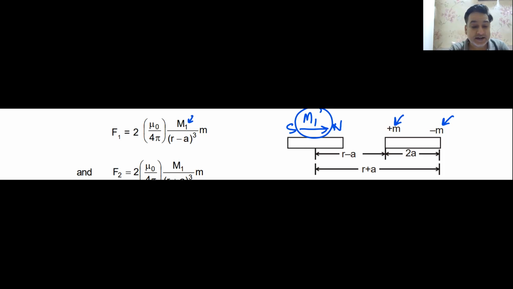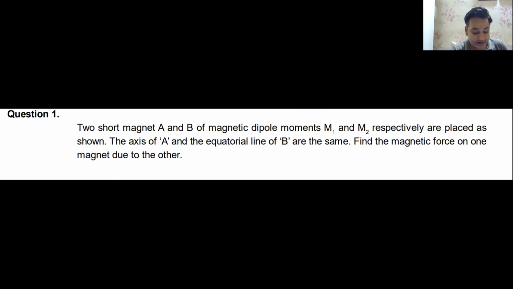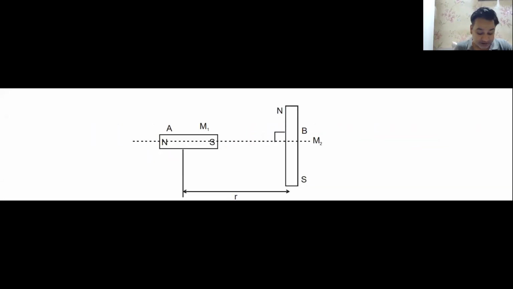And in the second case, the case which I'm showing to you just now, what is in that case? Two short magnets, A and B, of magnetic dipole moment M1 and M2 are placed as shown. The axis of A and the equatorial line of B are the same. Find the magnetic force on one magnet due to the other. So basically now the scenario is like this. So what do you see here?